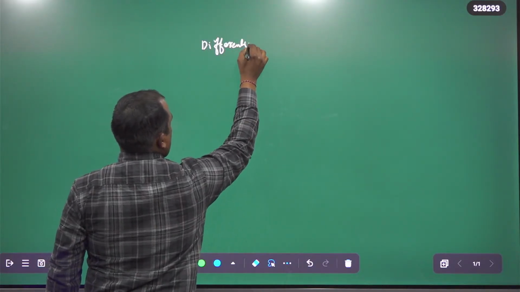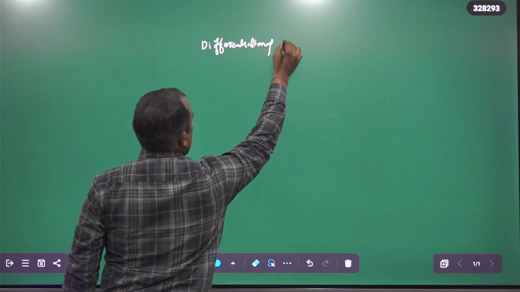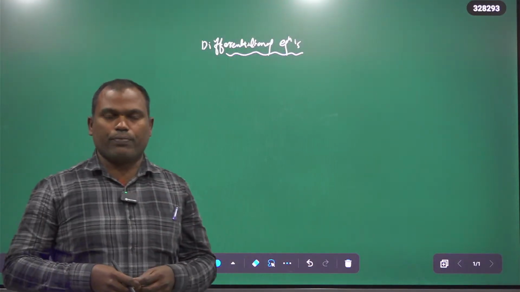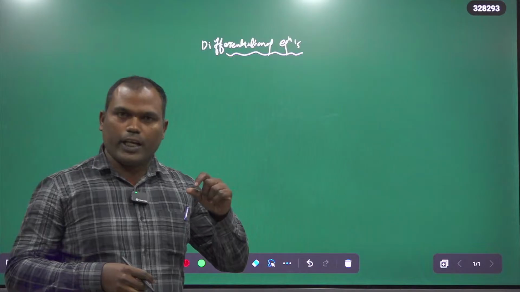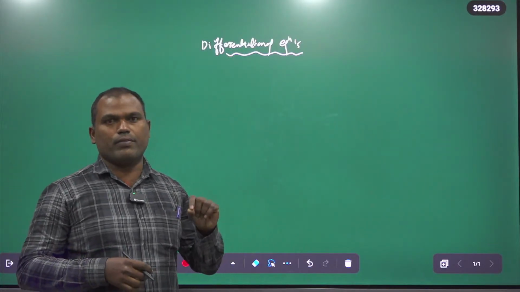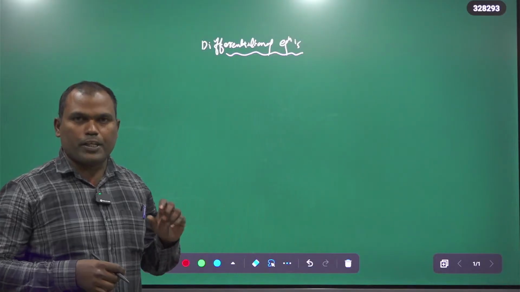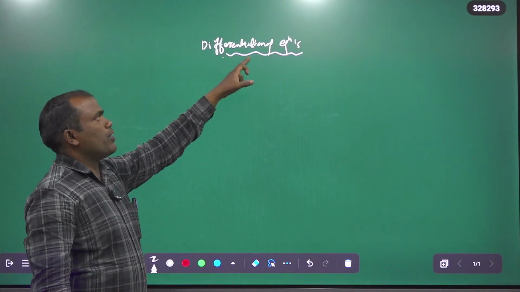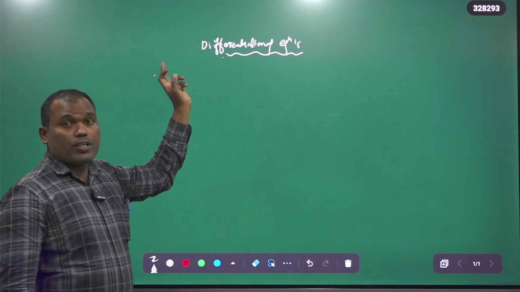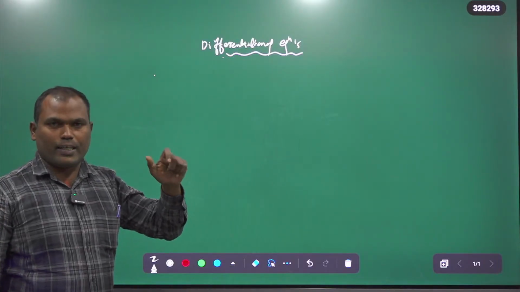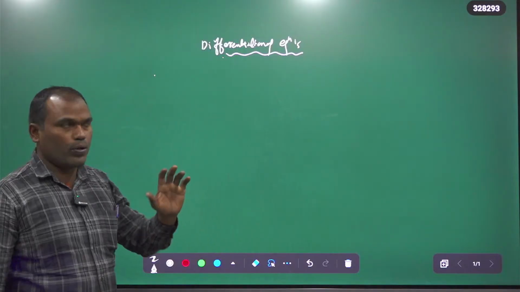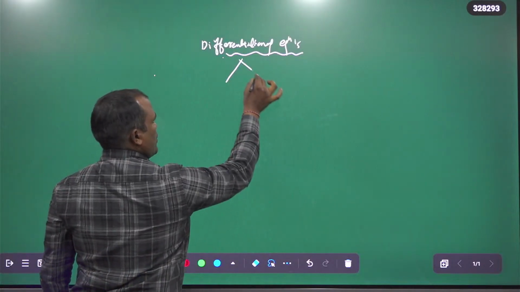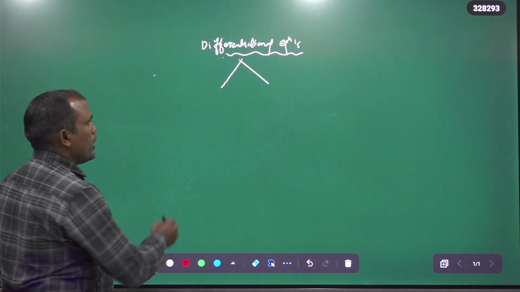Differential equations. So, what is the definition of differential equations? An equation involving one dependent variable and its derivatives with respect to one or more independent variables is called a differential equation. Listen carefully. Differential equations are basically of two types. One is ordinary differential equations.